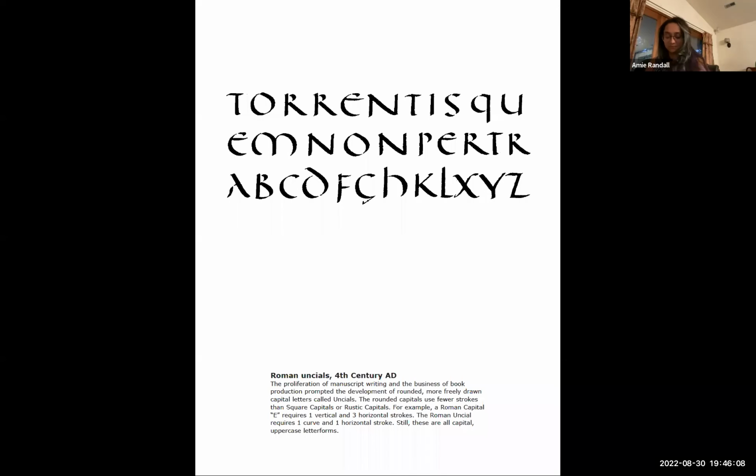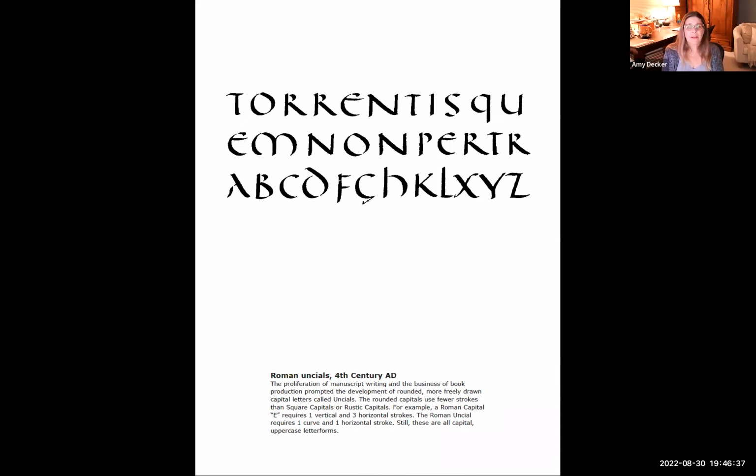So then we have these, we call these Roman uncials, 4th century AD. Now we're at the point of the proliferation of manuscript writing, and the business of book production is big business, right? There are all these guys writing away. Talk about carpal tunnel for these guys. I mean, for months on months, they are literally writing these books. And it needs to be done quicker. Labor is expensive. So how can we get this done quicker?